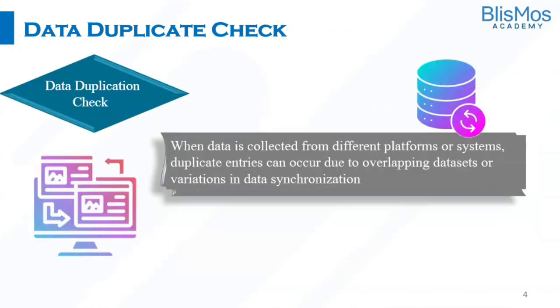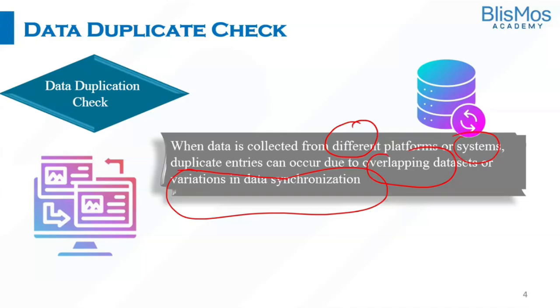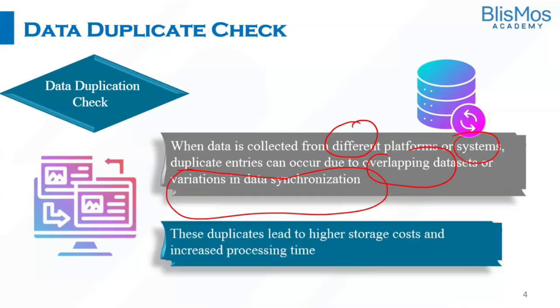Whenever you are ingesting the data from multiple sources, as you know, as a part of any data engineering project, we do collect the data from different platforms or systems. So whenever collecting the data from different platforms or systems, duplicate entries can occur due to overlapping data sets or variations in the synchronization of the data. So we are trying to understand what may cause the data duplication. So this is one of the reasons. As I said, are duplicates good or bad? They're not good. They're bad.